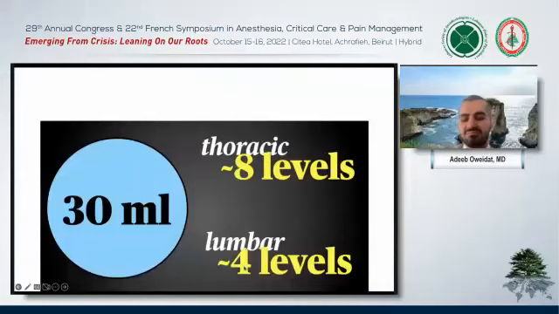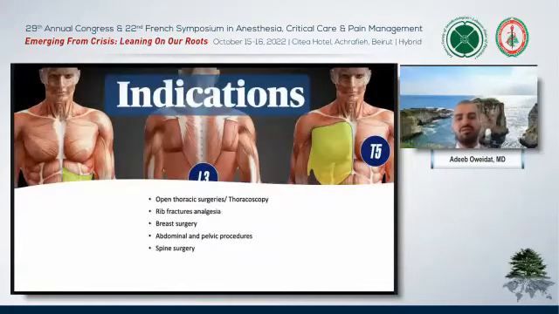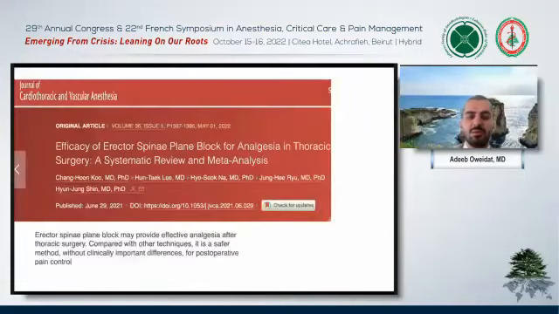So for the thoracic area, usually 30 ml can cover from 6 to 8 levels. It's not that accurate, but that's usually the case. It depends on who's doing the block. And in the lumbar area, just giving 30 ml would give you like 4 levels of block. So the indications, as I mentioned earlier, are open thoracic surgeries and thoracoscopy, if the solution goes into the paravertebral space, rib fracture analgesia, so any posterior rib fracture, this is a good block to perform, breast surgeries, abdominal and pelvic procedures, and spine surgeries.